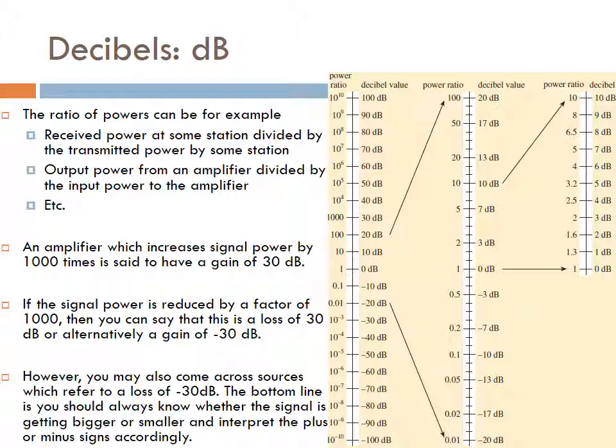An amplifier which increases signal power by 1000 times is said to have a gain of 30 dB. If the signal power is reduced by a factor of 1000, then you can say that this is a loss of 30 dB, or alternatively a gain of minus 30 dB. However, you may also come across sources which refer to a loss of minus 30 dB. The bottom line is you should always know whether the signal is getting bigger or smaller and interpret the plus or minus signs accordingly.